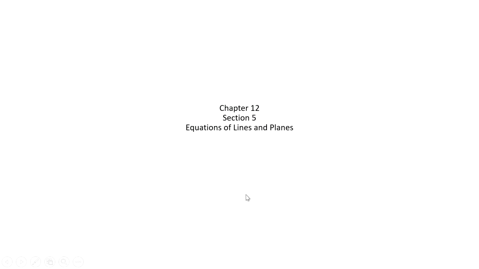I think this chapter 12 section 5 is quite possibly one of the most important sections, and it's just a tad difficult. So I would like you to pay extra special attention on this one, please.